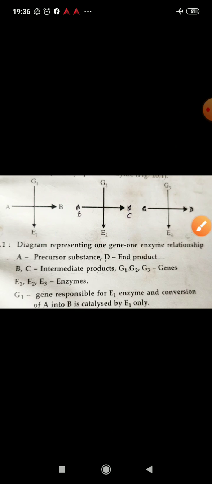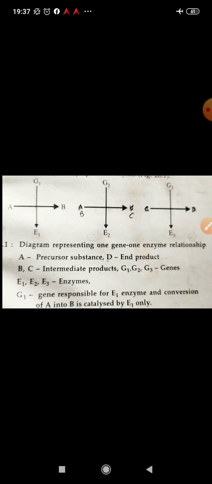So there is formation of C. But if a mutation is there in the G3 gene, then conversion of C to D will not occur. So C will remain like that, and as we expect, the end product will not be produced. So this is how the stepwise reactions get affected whenever there is a change in the gene structure.